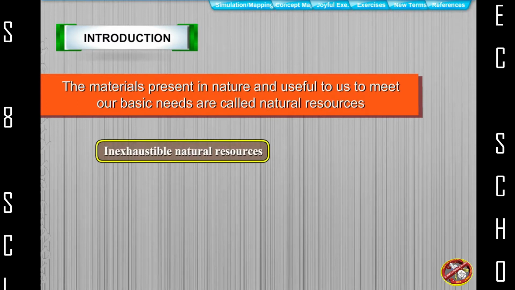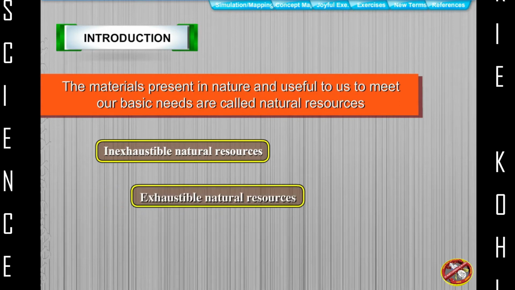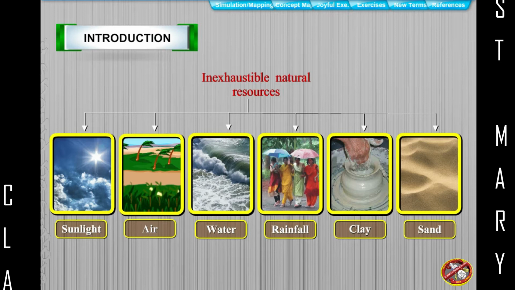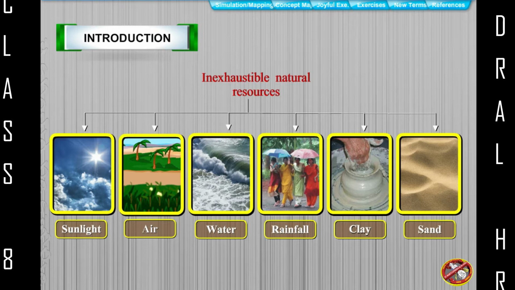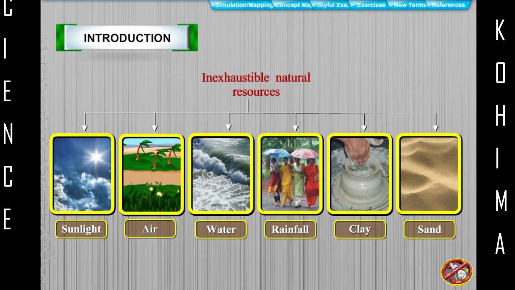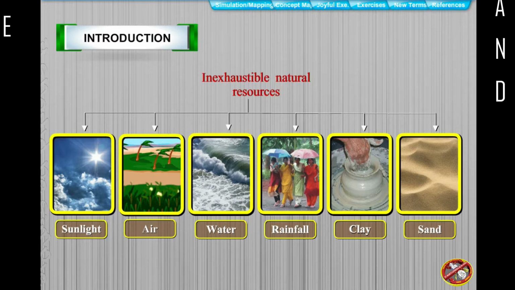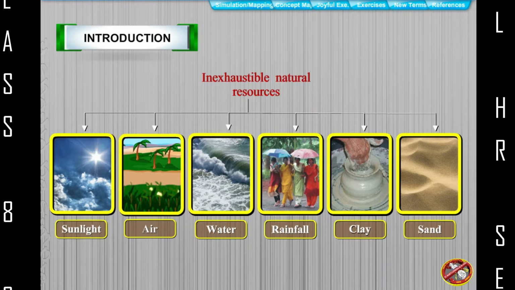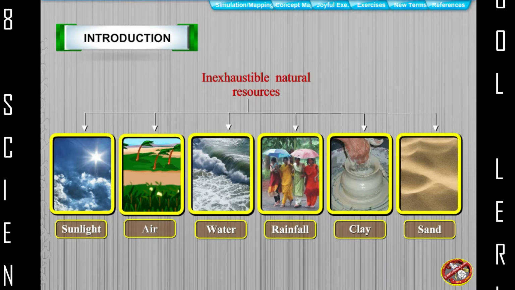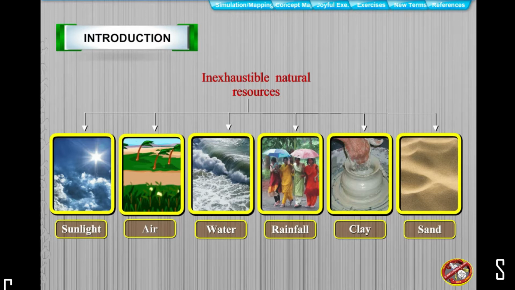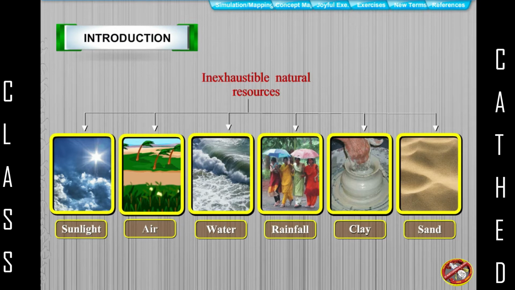Inexhaustible natural resources. Exhaustible natural resources. Inexhaustible natural resources. These resources are present in unlimited quantity in nature and are not likely to be exhausted by human activities. Examples of these resources are sunlight, air, water, rainfall, clay, sand, etc.